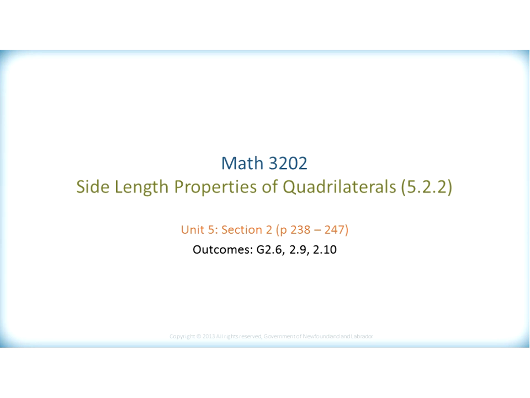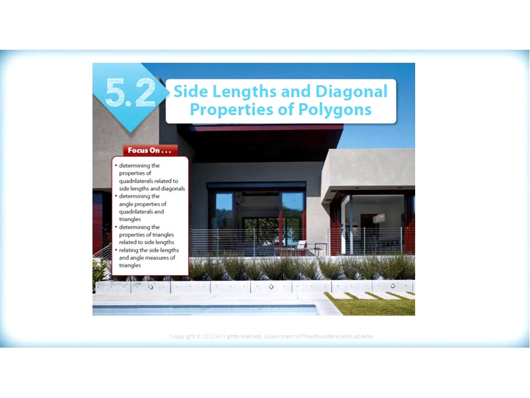In this lesson, we're going to be looking at the side length properties of quadrilaterals. We're going to focus on determining the properties of quadrilaterals related to side lengths and diagonals, and we're going to determine the angle properties of quadrilaterals.